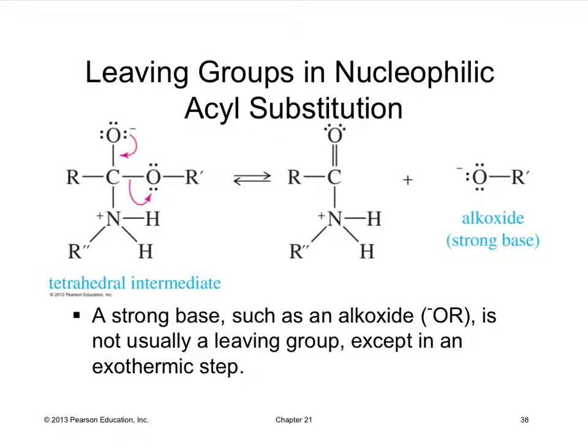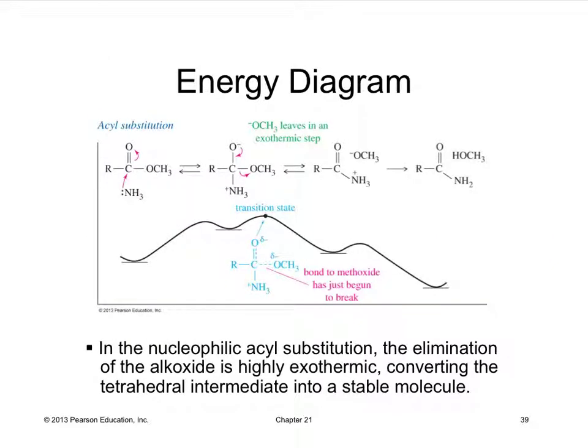Here, when you form your amide, your alkoxide is there, and that alkoxide is formed. It's a strong base, and it's not usually a leaving group, except in an exothermic step, of which this is. So if we look at our energy diagram, you have your first step, your tetrahedral intermediate, forming your amide. It's still protonated, and then forming the neutral version.